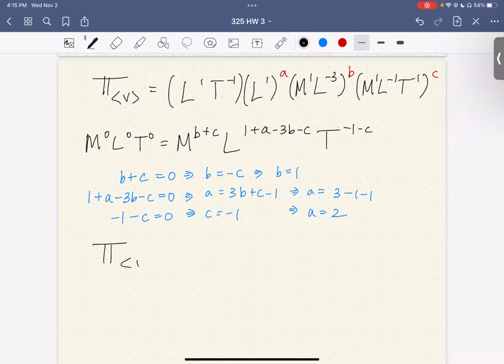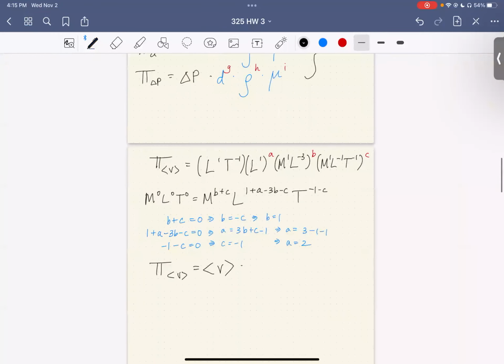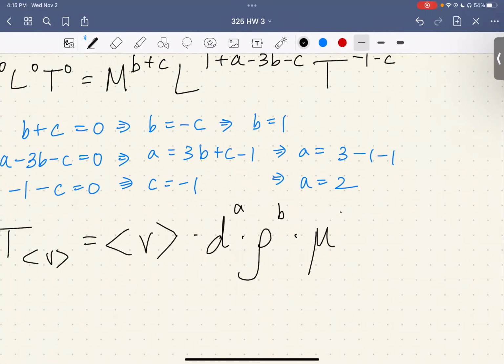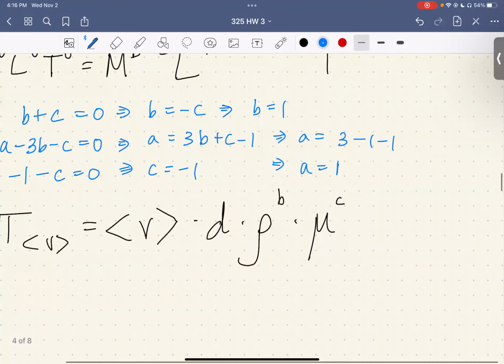We have big pi V is equal to V, right? And what did we write over here? We wrote D times rho times mu. And we have A, B, C. Now, essentially what we're doing is we're going to plug in for A, B, and C. So for A, sorry, I said 2 over here, but that is actually a 1. Sorry about that. So D is going to be 1, B is 1, and C is negative 1.